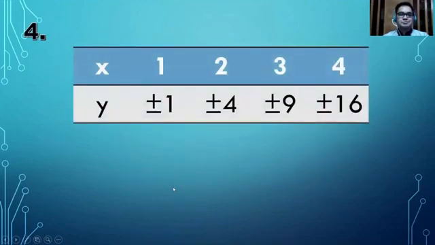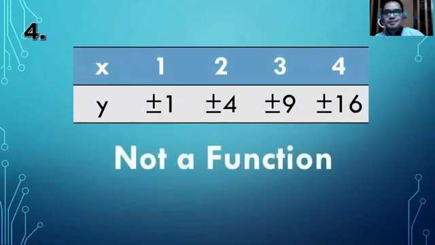How about number 4? Is this a function or not a function? Okay, this is not a function. Because according to the definition of the function, exactly one element of the range. As you can see in this illustration or this table, our x value, which is 1, is being paired with two elements of y, which is positive 1 and negative 1.